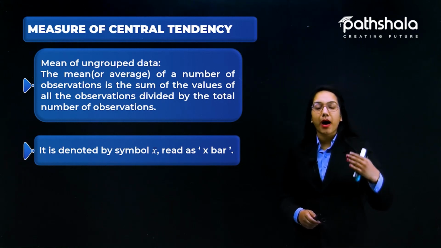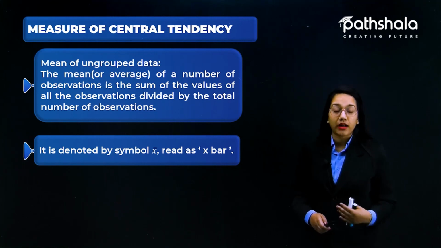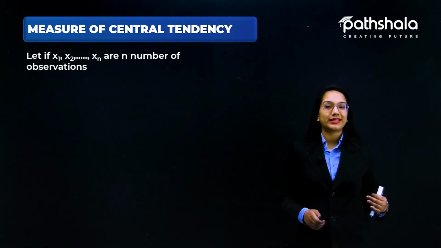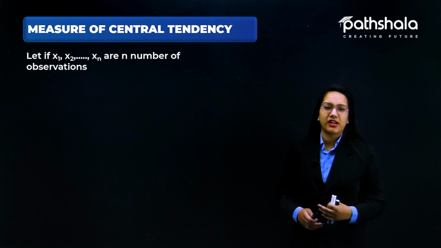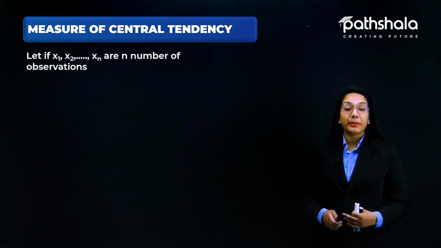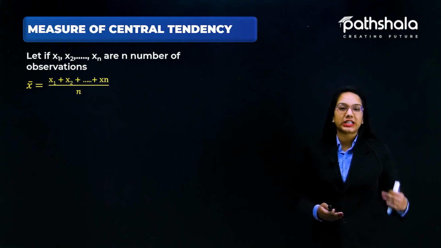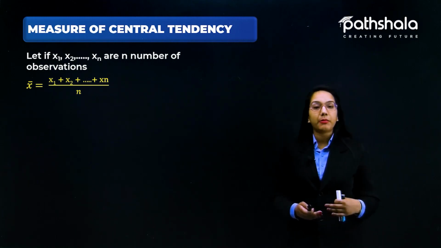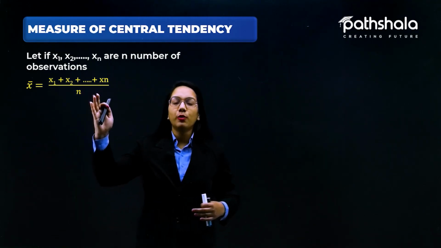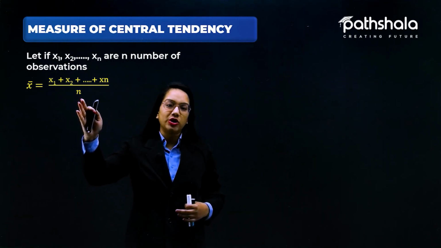There is an x and there is a bar on it, and the mean of the ungrouped data is always represented by x bar. Let us suppose x1, x2, and so on up to xn are n number of observations, and we want to find their mean. So the mean x bar is represented as the sum of all the observations, x1 plus x2 plus x3 plus and so on plus xn, divided by the total number of observations. So mean is always represented by x bar, which is equal to the sum of all observations divided by the total number of observations, as n is the total number of observations over here.